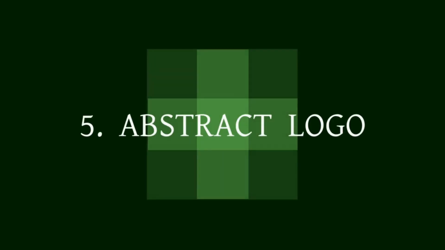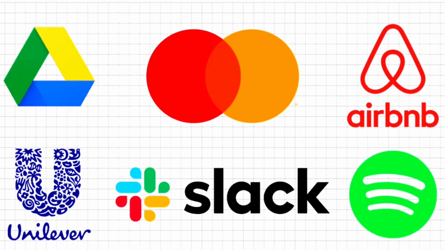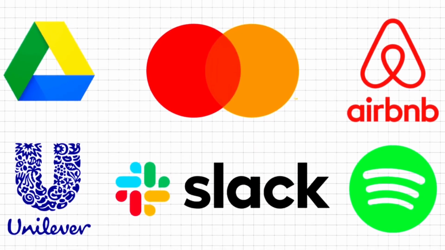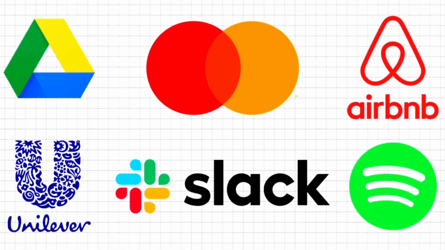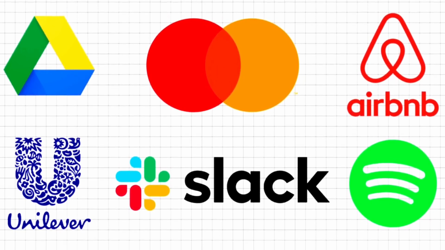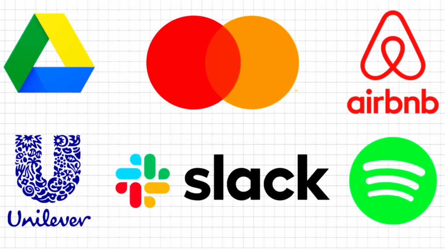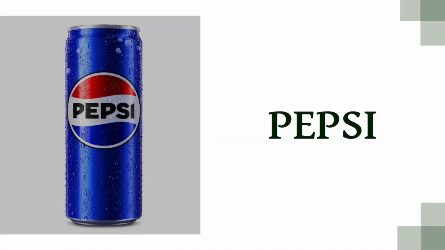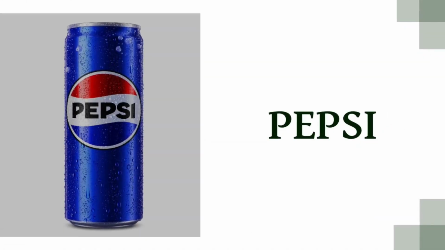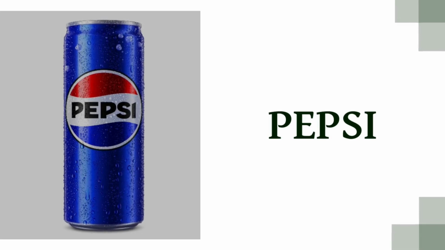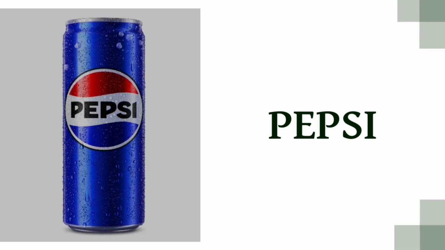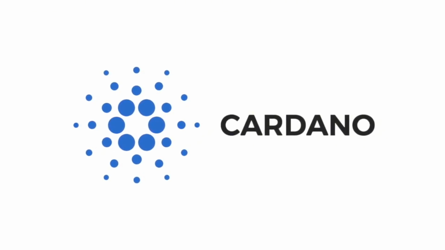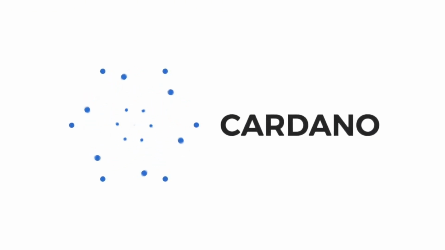5. Abstract logo. An abstract logo is a logo that uses shapes and colors to create a symbol, but it doesn't look like anything specific. It is not a picture of a real object, like a tree or car, but instead, it's a unique design, made up of different shapes or lines. The Pepsi logo has a circle with wavy red, white, and blue lines, but it doesn't look like anything real. These logos are all about creating something that feels special and stands out.